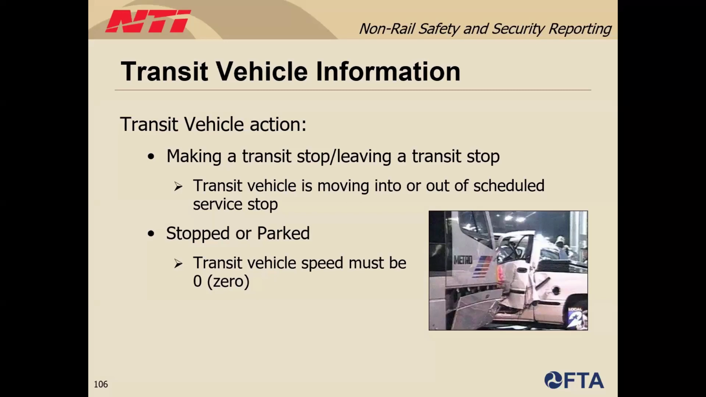When the transit vehicle is moving into or out of a scheduled service stop, report the action as either making a transit stop or leaving a transit stop accordingly, and report the transit vehicle speed to indicate the vehicle was moving. Do not choose this option if the vehicle was not moving. If you choose the stop or parked option, be sure to report the vehicle speed as 0. The vehicle speed must be reported even if it is 0.